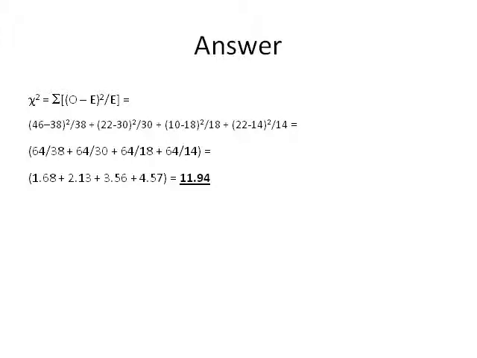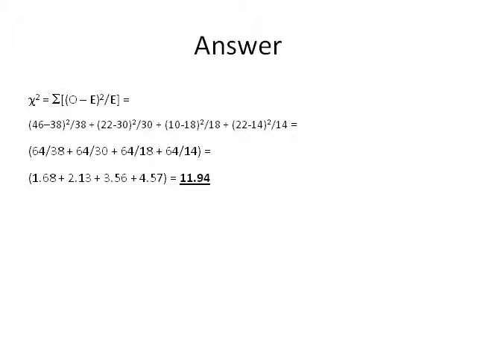So for row 1 and column 2, we would obtain a deviation of 8 once again, and once we square that it is 64, which would be divided by 30, the expected value, which is equal to 2.13. For row 2 and column 1, we would obtain a deviation of 8 again, and then divide 64 by 18, which is 3.56. And finally, for row 2 and column 2, we would divide 64 by 14, which will equal 4.57.